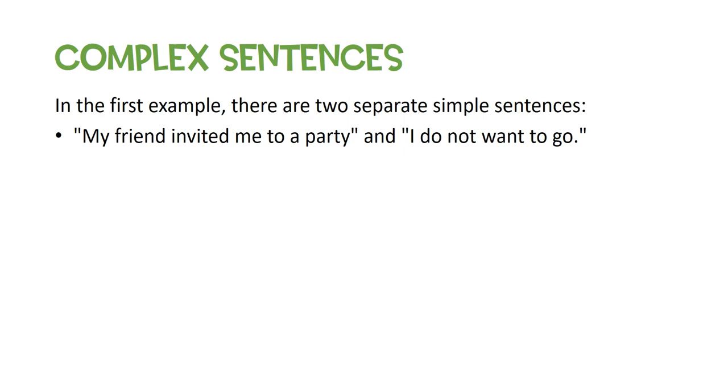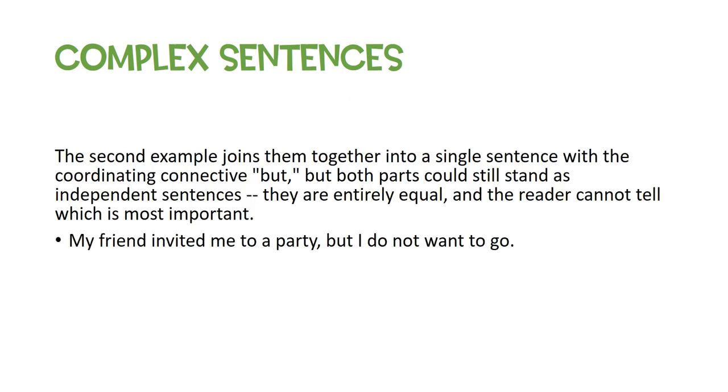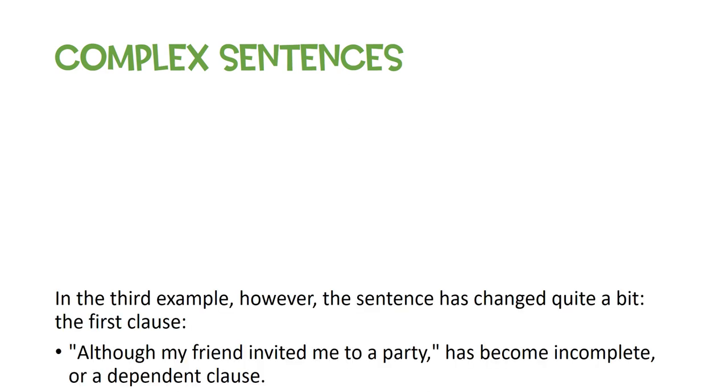In the first example, there are 2 separate sentences. My friend invited me to a party and I do not want to go. The second example joins them together into a single sentence with the coordinating connective but both parts could still stand independent. They are entirely equal and the reader cannot tell which one is more important. My friend invited me to a party, but I do not want to go. The third example, however, the sentence has changed quite a bit. The first clause, although my friend invited me to a party, has become incomplete. It has become dependent on the second clause.